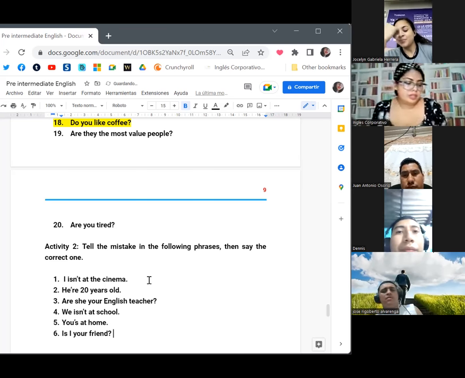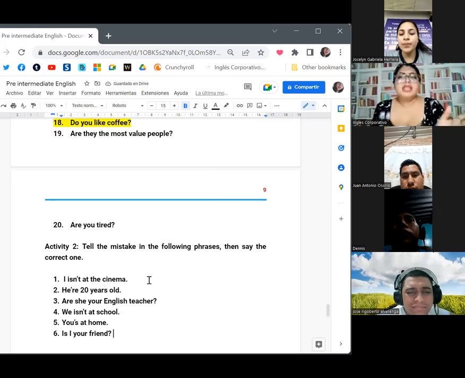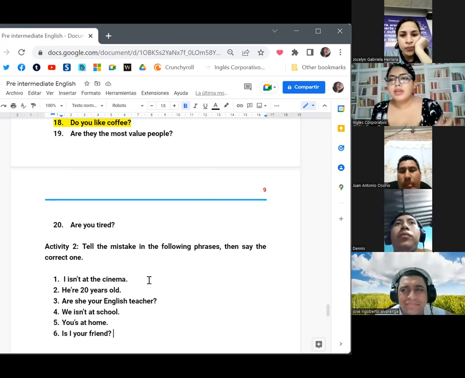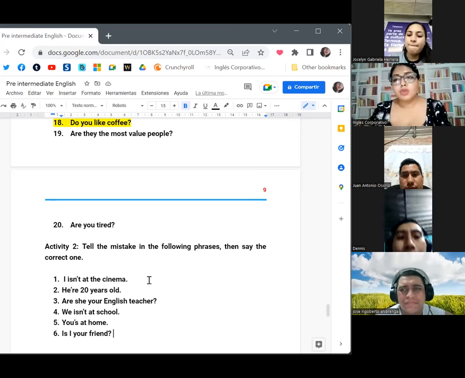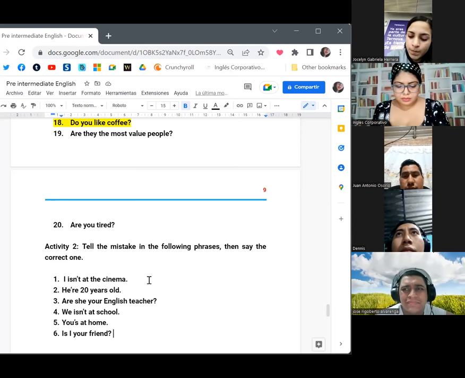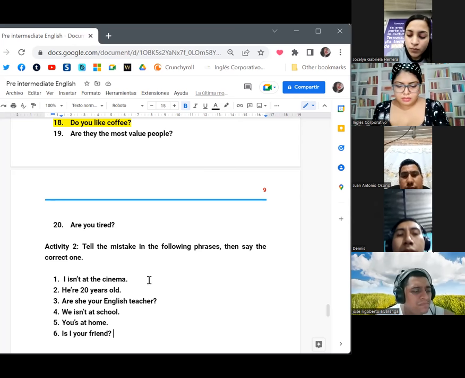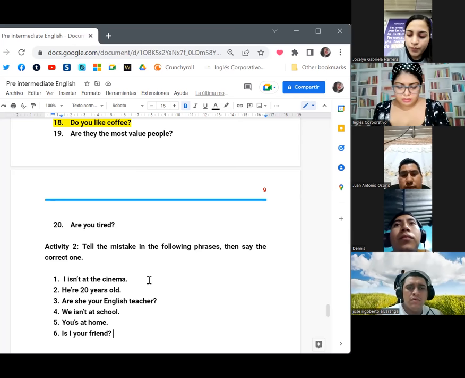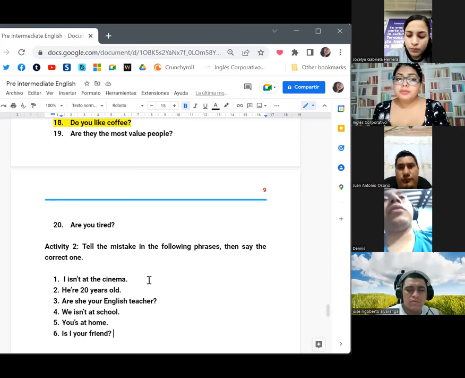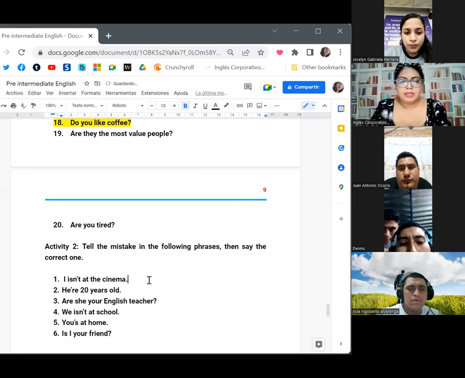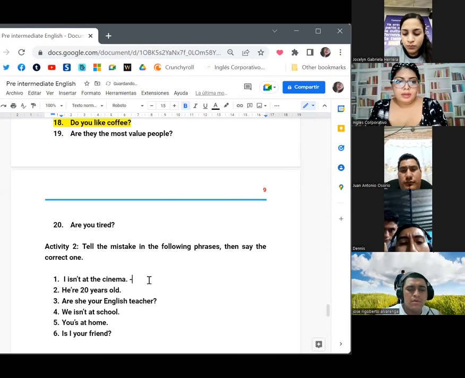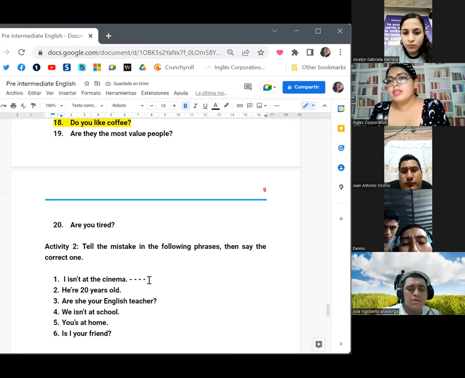These are the sentences. So it is pretty obvious, the mistake, but read the sentence and I will ask the correct structure of these sentences. Let's see. It is not really difficult to find the mistake. Let's see the mistake in number one. Okay. I isn't at the cinema.